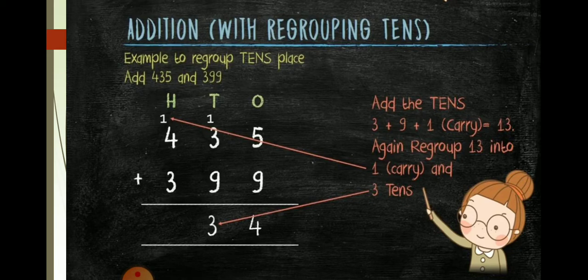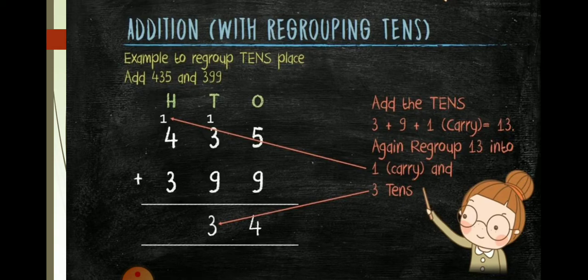So now when we add the digits under tens, that is 1 plus 3 plus 9, we get 13 tens. So students, what do you mean by 13 tens? 13 tens means 100 and 3 tens. So after regrouping, 3 tens will remain under the tens column and 100 will be carried to the 100 column. And here we will get again 1 under the 100 column.